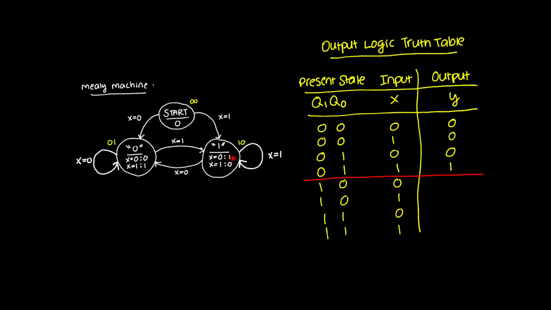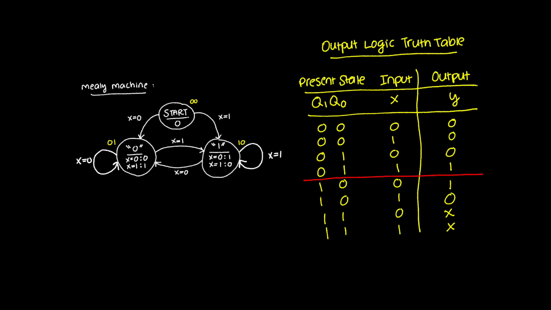Now, if X is 0, I'm going to output 1. And if X is 1, I'm outputting 0. And I do not have a state 1, 1. So that's what these rows are, right? And so I'm just going to put X's here. And then deriving the Boolean logic expression is pretty trivial after that.